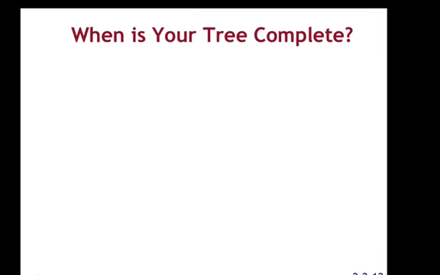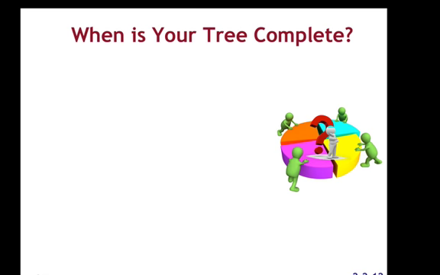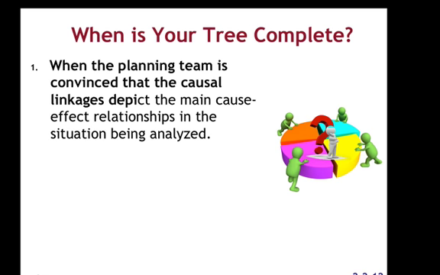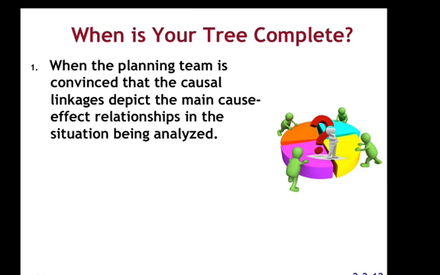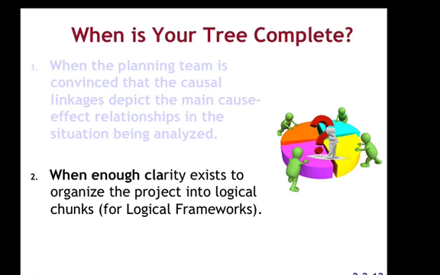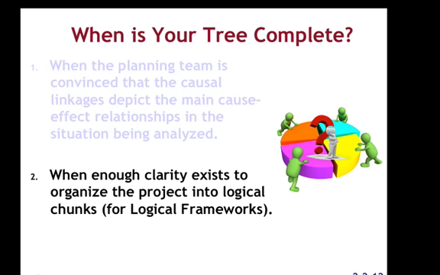So how do you know when your tree is complete? You can call it complete when the planning team is convinced that the causal linkages they've described using if-then language depict the main cause-effect relationships in the situation being analyzed. In other words, does it describe the issue? Does it describe the problem solution that you're aiming for? And when there's enough clarity to organize a project into logical chunks, usually for logical frameworks.